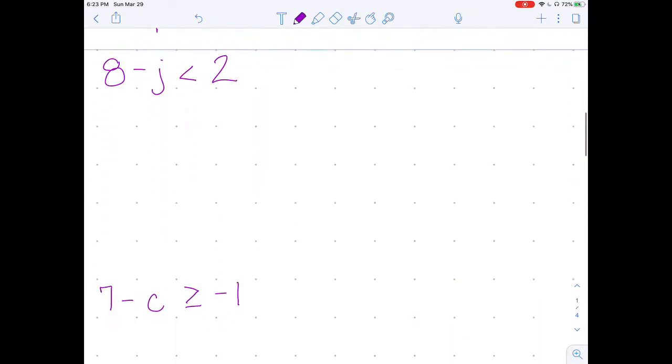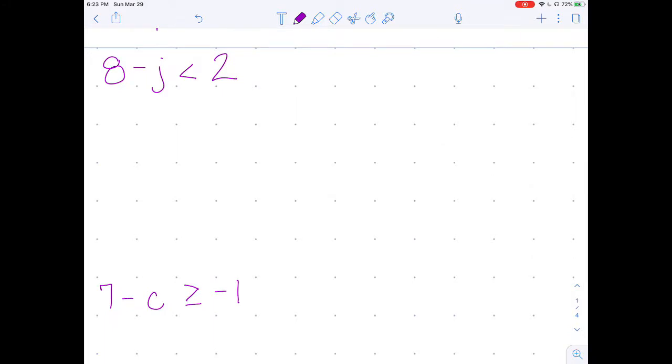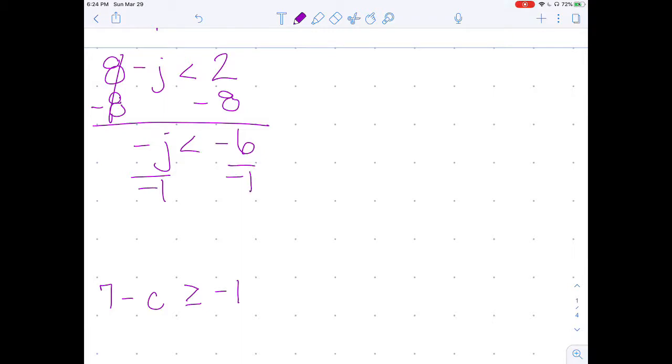Okay, let's try another example. Here we've got 8 minus j is less than 2. So first I need to move this 8. Since it's a positive 8, I'm going to subtract 8 on both sides. These cancel out. I've got negative j is less than negative 6. Now I need to get rid of this negative again, so I'm going to divide by negative 1, which means we're going to flip the inequality. So now I've got j is greater than 6.